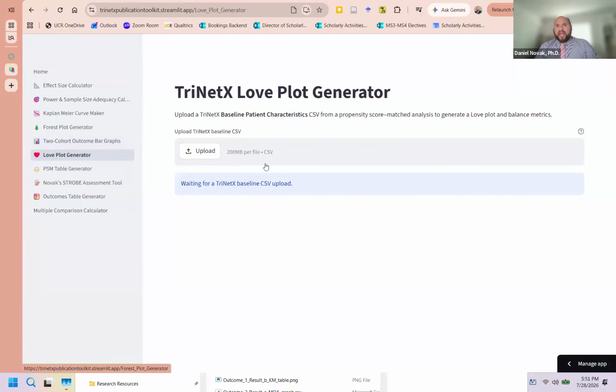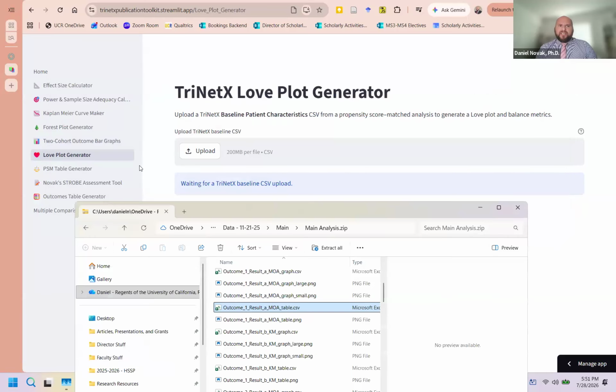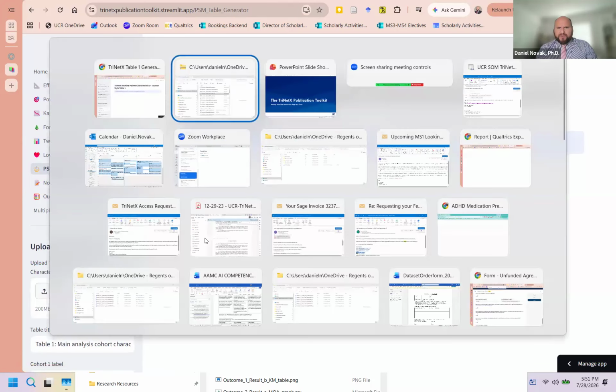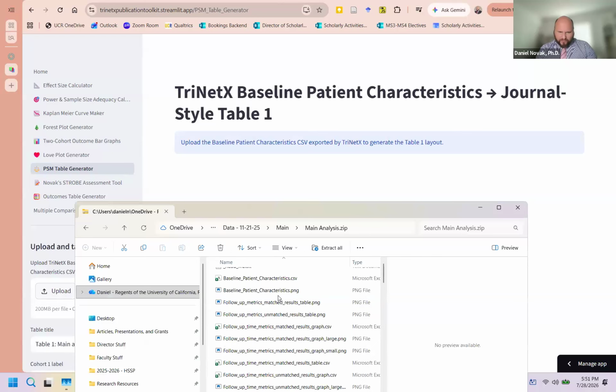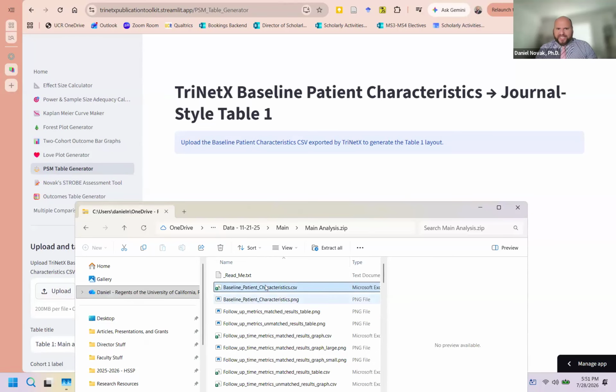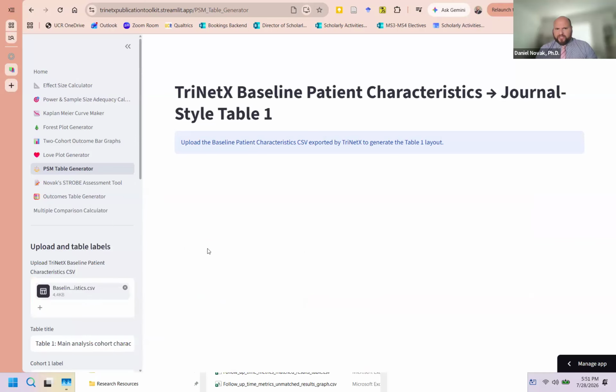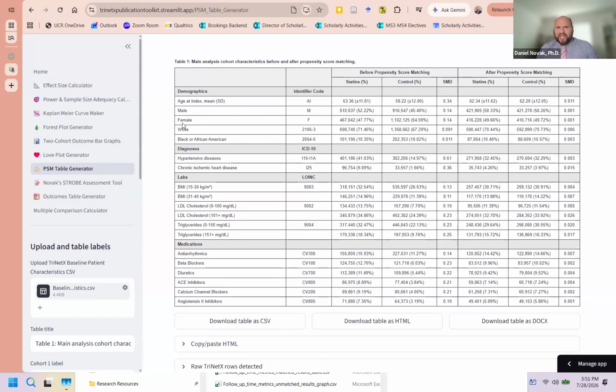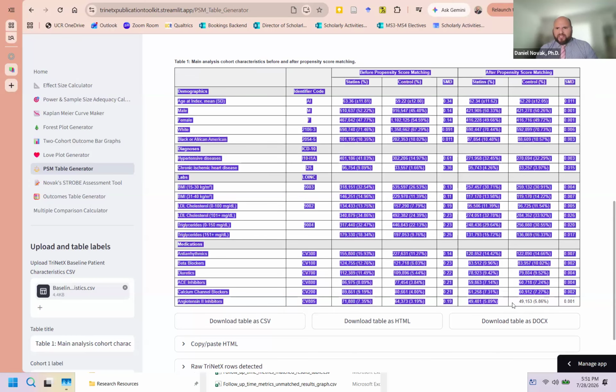For propensity score matching, let me show you first. I created for you guys a propensity score matching tool. I'm going to go here and get my baseline patient characteristics Excel sheet that I downloaded from my TriNetX thing. I'm going to put it in here. And what you're going to see is it's going to import that sheet and make a really nice little clean table that I can copy and paste right into my manuscript.